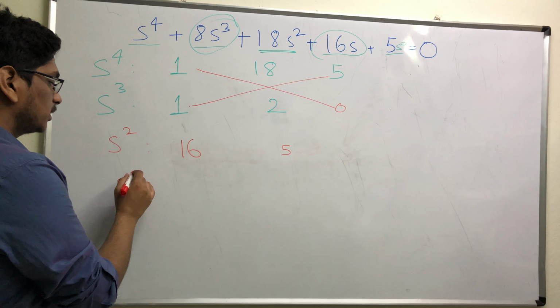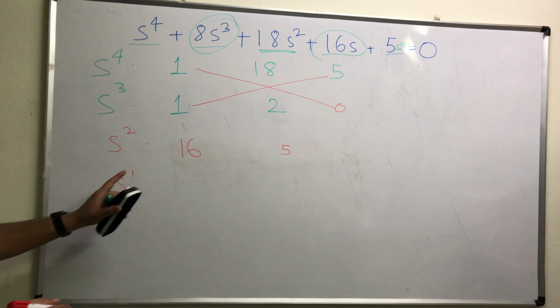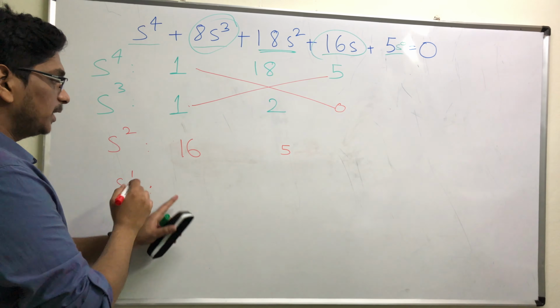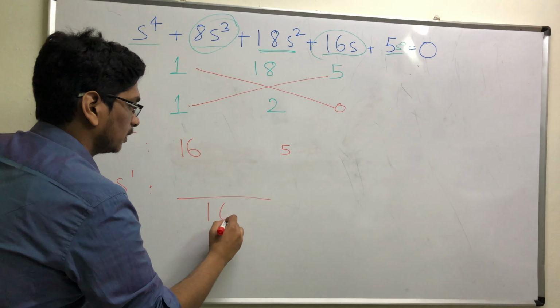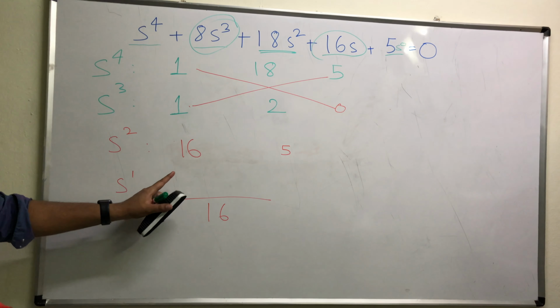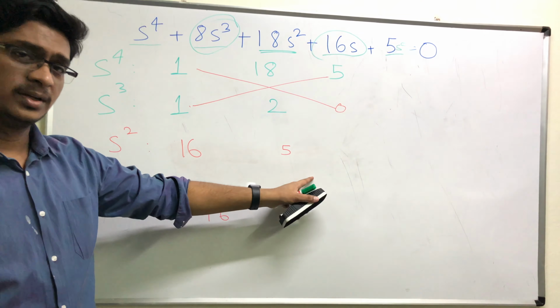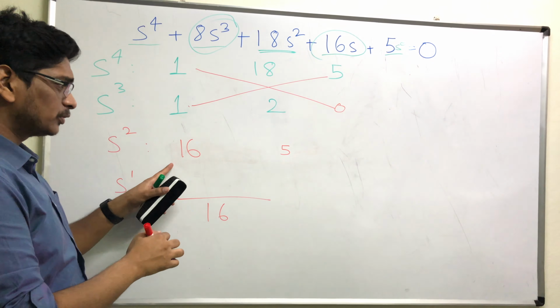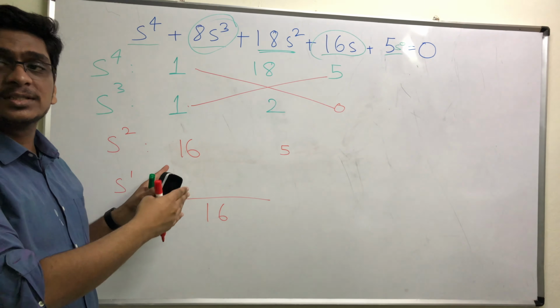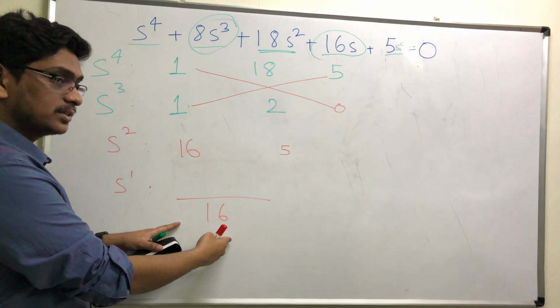The next step is the row of S power 1. What is the previous row's first column element? 16, right? 16 is the previous row's first. Do I have a GCF, GCD or HCF? I'm sorry, I don't. So I can't divide it, I can't simplify it further. So 16 is the base.